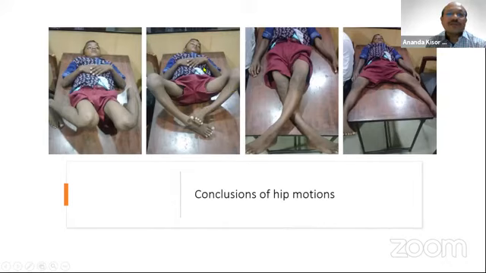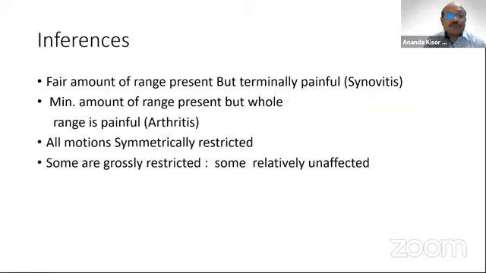So there is restricted external rotation at the cost of increased internal rotation, and you see the adduction and abduction are relatively normal. So basically from the examination of the range of motion, we can tell that there is excessive internal rotation at the cost of restricted external rotation, which is basically due to increased anteversion of the femoral head.